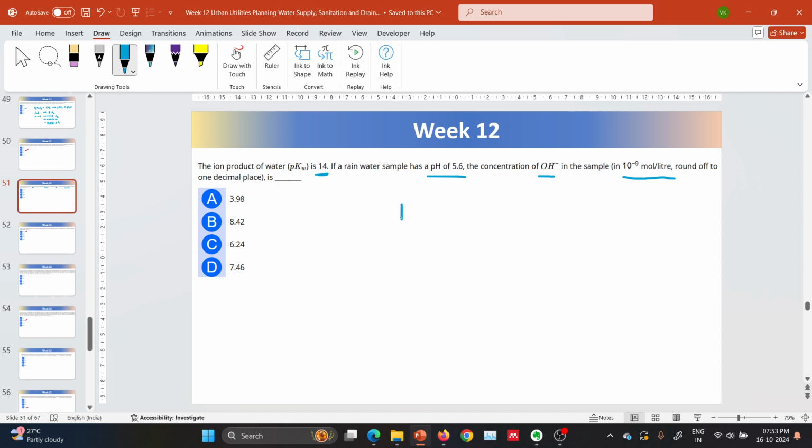So we know that pH plus pOH is 14, and the pH is 5.6, so the pOH will be 14 minus 5.6, so 8.4.